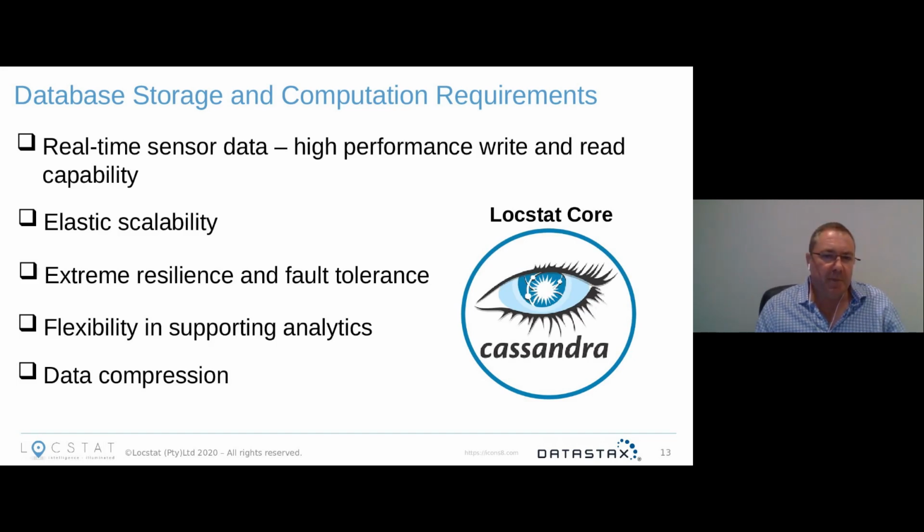So the data structure that we were looking for would have had to be flexible enough to allow for very different data types and manipulation of that data so that we could analyze it later on. And then, of course, data compression was very important for us. And you know, we looked at a couple of databases, Redis for one, but we settled on Cassandra, and we've simply never looked back since we've selected Cassandra as the underlying data store component or database for Lockstat.